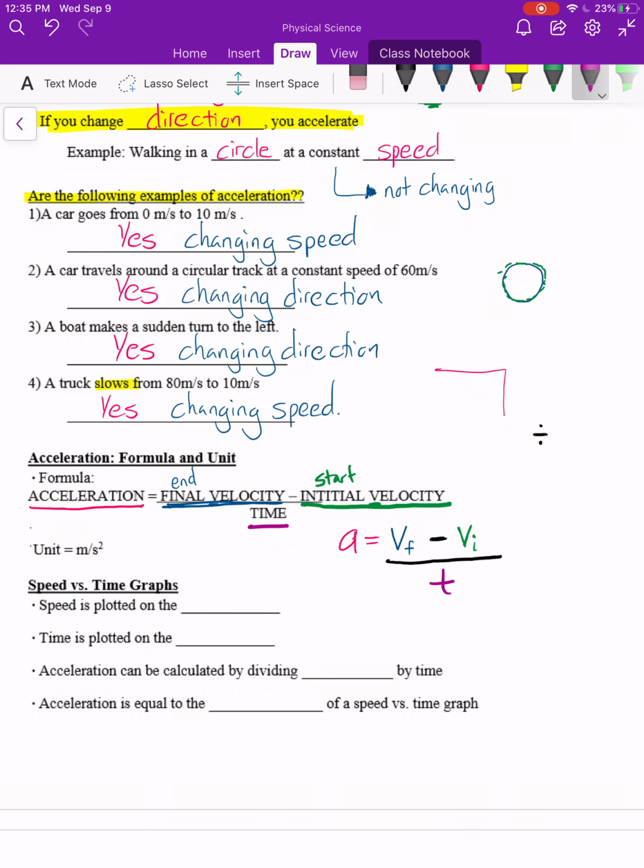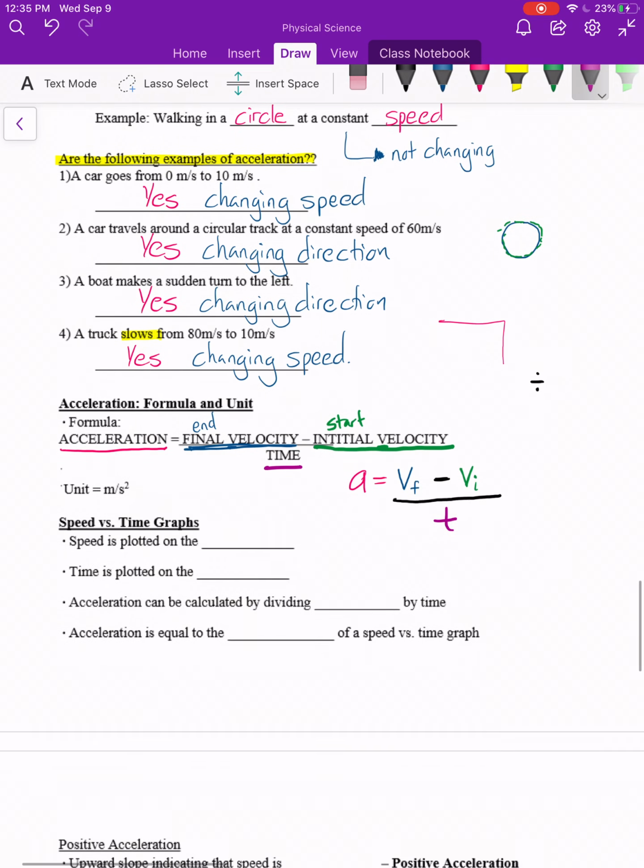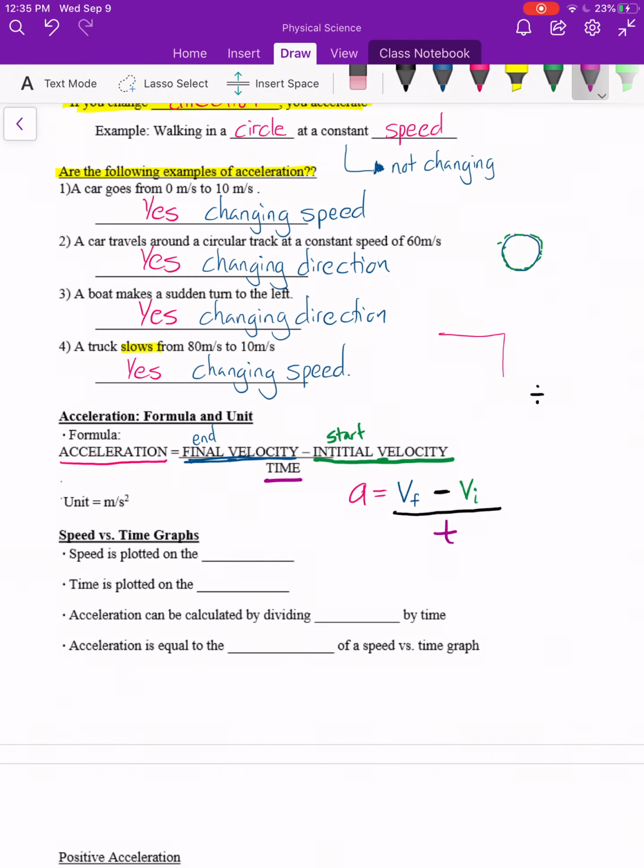I'm not going to go too much into the speed and time graphs. They're very similar to the graphs we did yesterday, except the y-axis is now speed instead of distance. So I'm just going to write these really quickly. I'm not going to talk about them on these video notes. We'll do a whole other set of video notes for this.